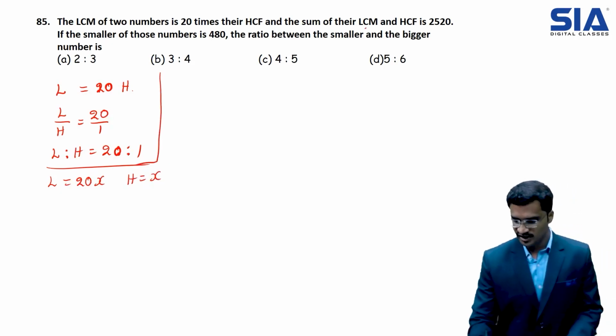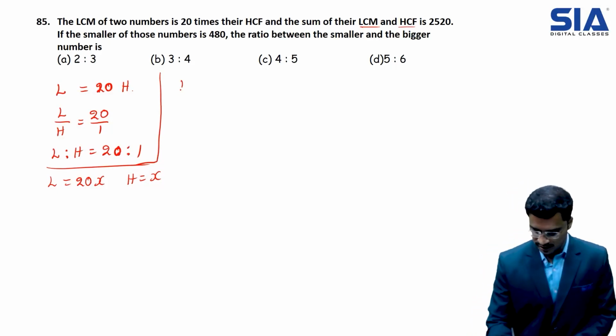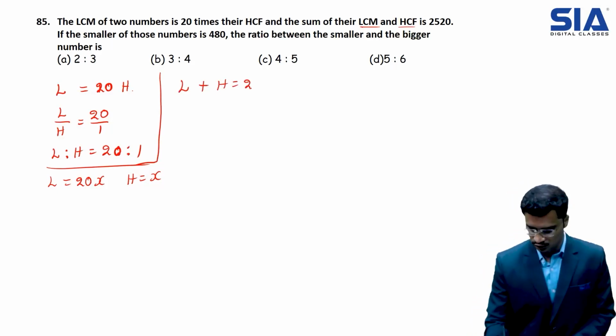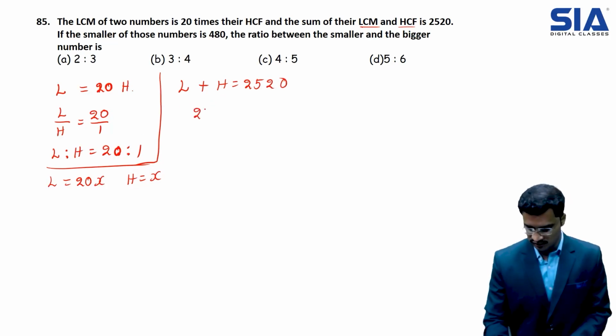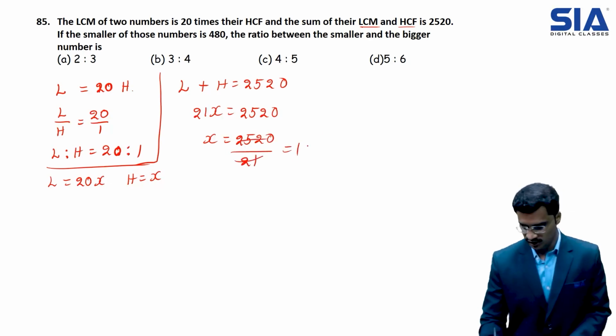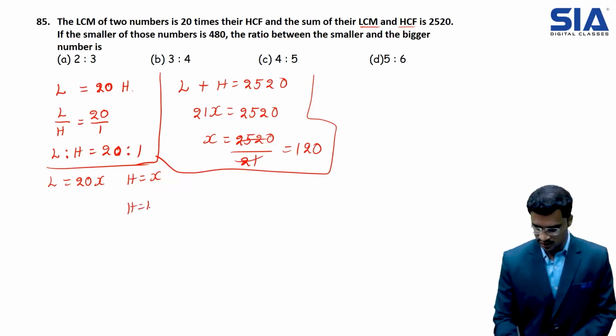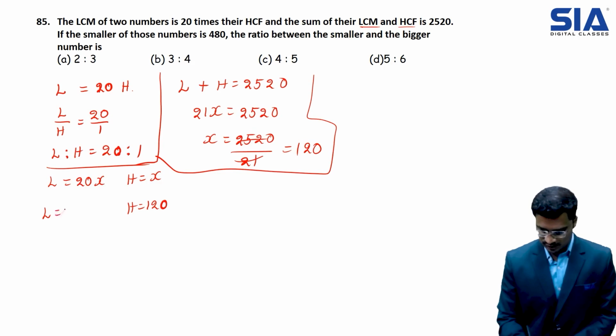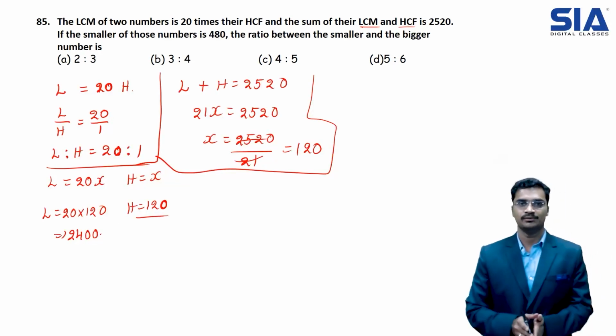Then the sum of their LCM and HCF is 2520. So LCM plus HCF is given as 2520. So 20 plus 1, which is 21x, is given as 2520. Then the x value is 2520 divided by 21. 21 ones are 21, 21 twos are 42, so the value of x is 120. So the HCF is 120, and the LCM is 20 multiplied by 120, which is 2400. So HCF is 120 and LCM is 2400.